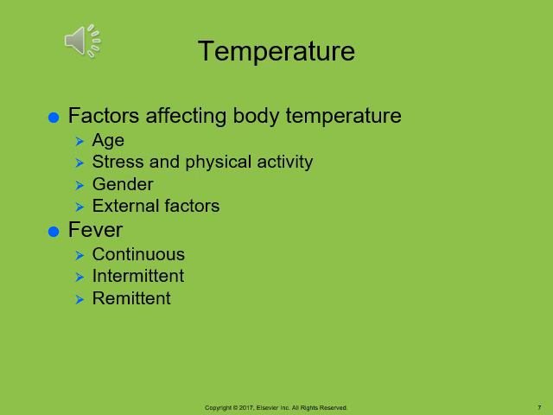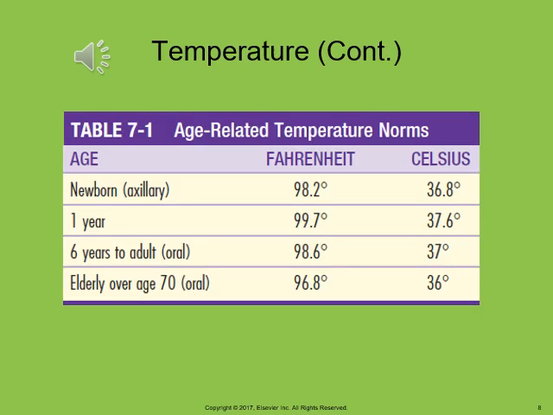Fever can be continuous, intermittent, or remittent. Continuous fevers stay above the normal range but fluctuate 3 degrees or less. Intermittent fevers come and go, alternating between elevated and normal temperatures, and remittent fevers fluctuate considerably and never return to the normal range. As you can see from this chart, average body temperatures are different for various age groups.